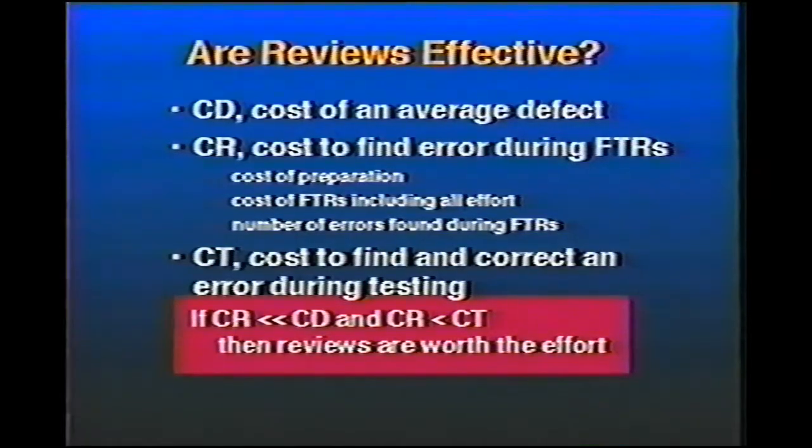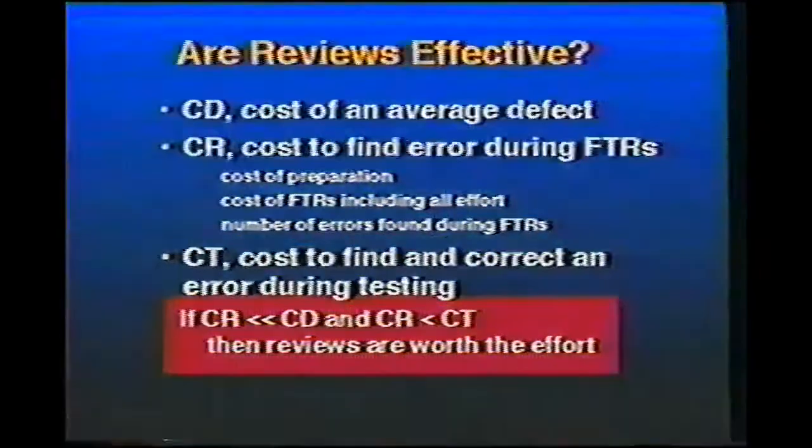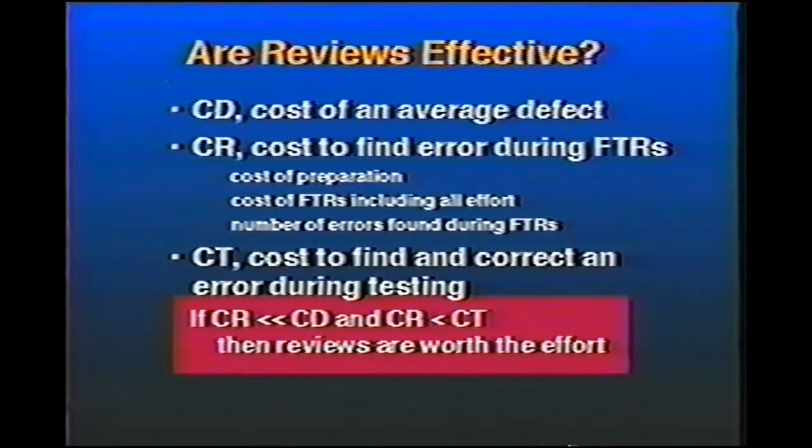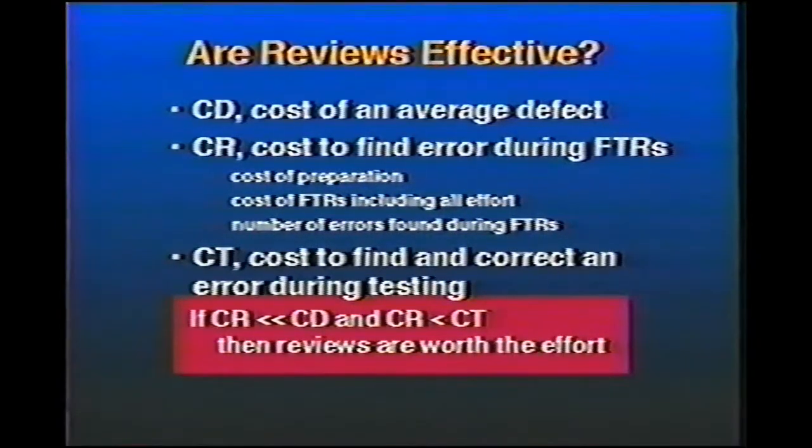The effectiveness of software reviews can also be determined on economic grounds. If you instrument your software process, it shouldn't be too difficult to determine the cost of an average error or defect, the cost required to find and correct an error found during a formal technical review, and the costs associated with finding and correcting the same error if finding and correcting it is delayed until testing. The inequalities that you see on this slide will provide appropriate justification for conducting formal technical reviews.